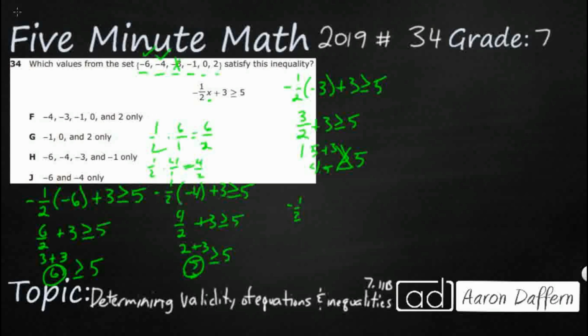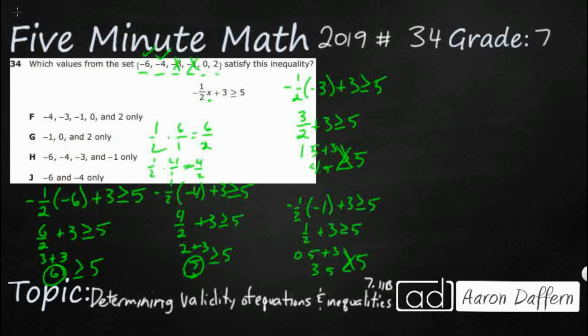-1/2 times -1, that's going to be easy. Plus 3 greater than or equal to 5. Anything times 1 is itself, so it's just going to be 1/2. And since they're both negative, it's just going to be positive 1/2. So I'm going to say that 1/2 plus 3 is greater than or equal to 5. We're going to call that 0.5 plus 3, turn it into a decimal. That's 3.5. It's definitely not greater than or equal to 5.